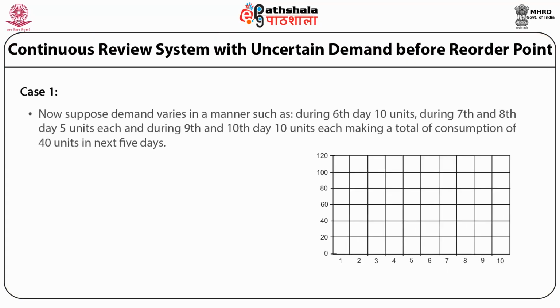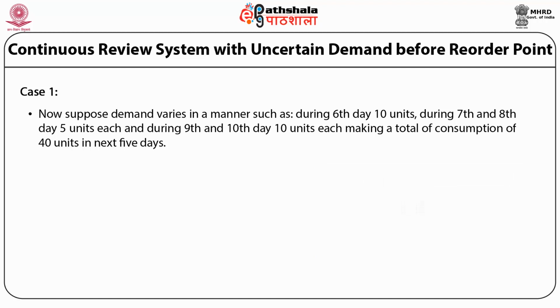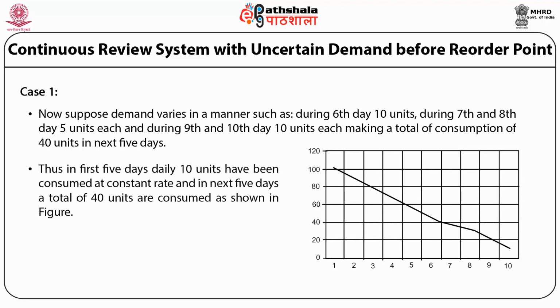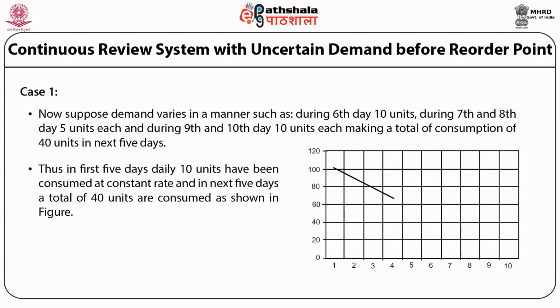Case 1. Now suppose demand varies in a manner such as during the 6th day 10 units, during the 7th and 8th day 5 units each, and during the 9th and 10th day 10 units each, making a total consumption of 40 units in the next 5 days, as shown in the table. Thus in the first 5 days daily 10 units have been consumed at a constant rate, and in the next 5 days a total of 40 units are consumed, as shown in the figure.